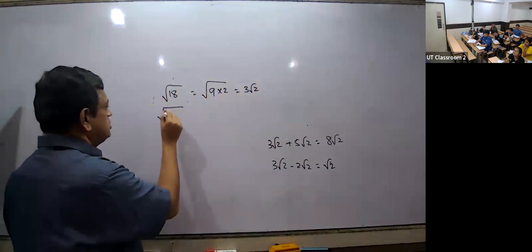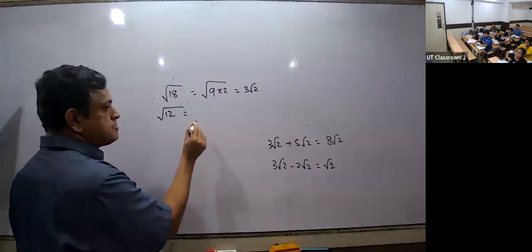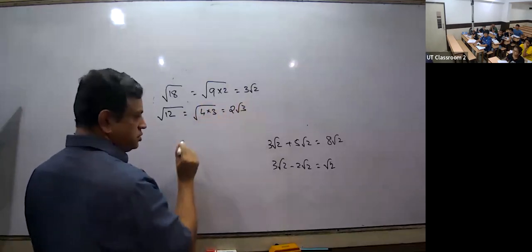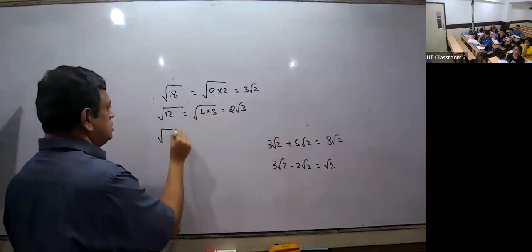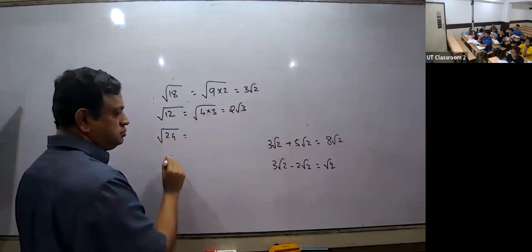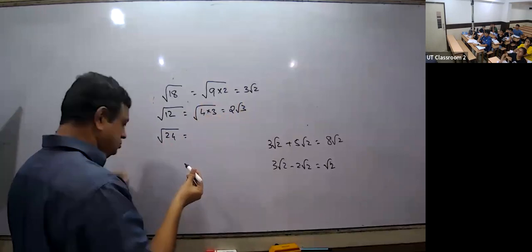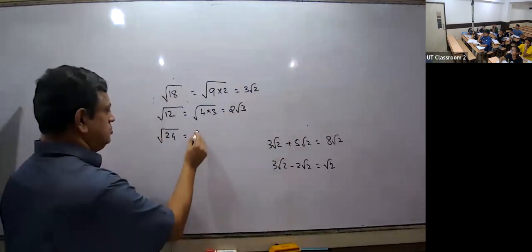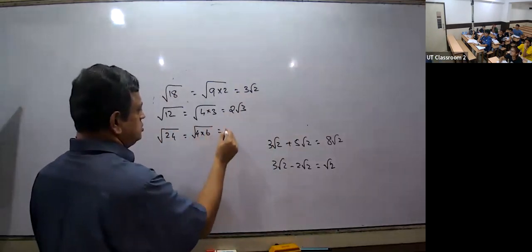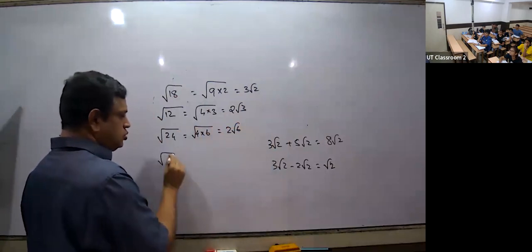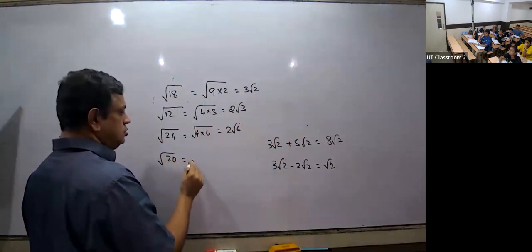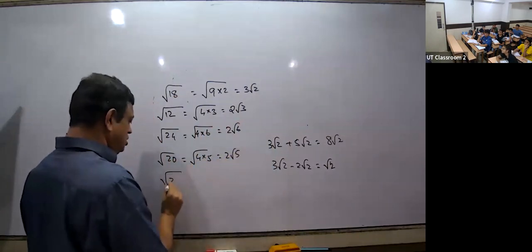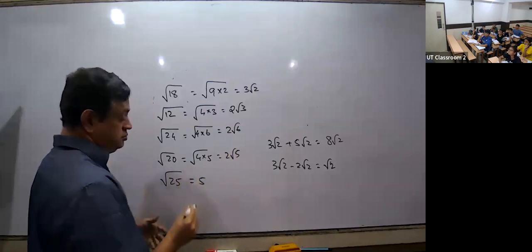Root 12. Root 4 into 3. How much? 2 root 3. Hope you got it? Root 24 is root of 4 into 6. Therefore, 2 root 6. Root 20 is root of 4 into 5, so 2 root 5. Root 25 is equal to 5.